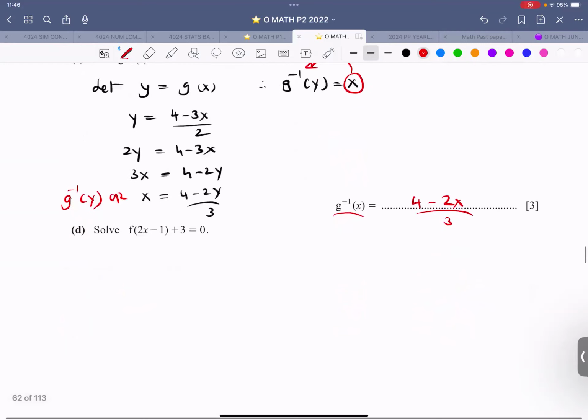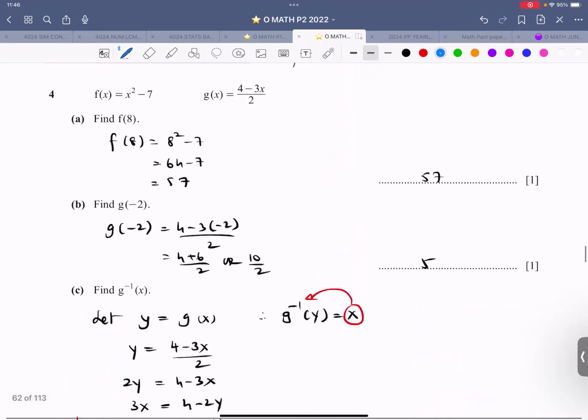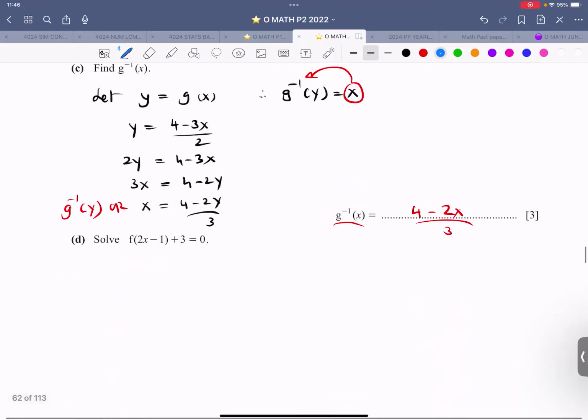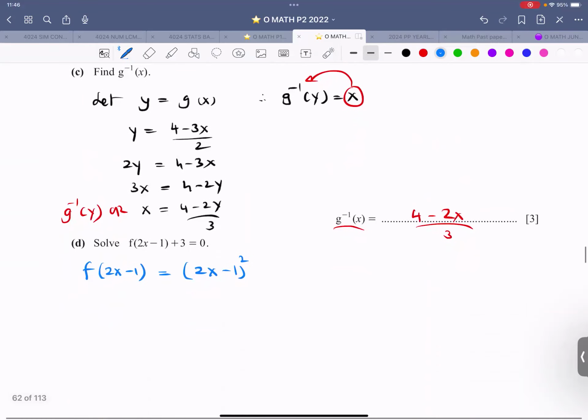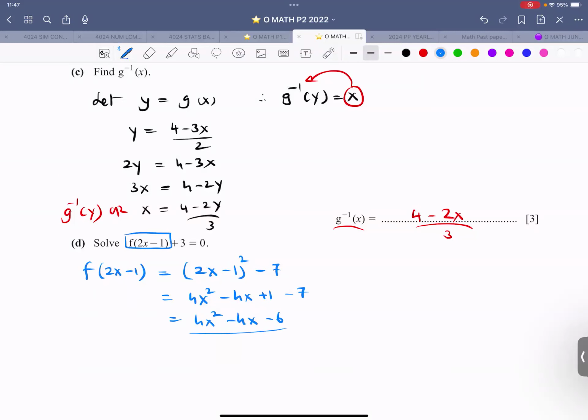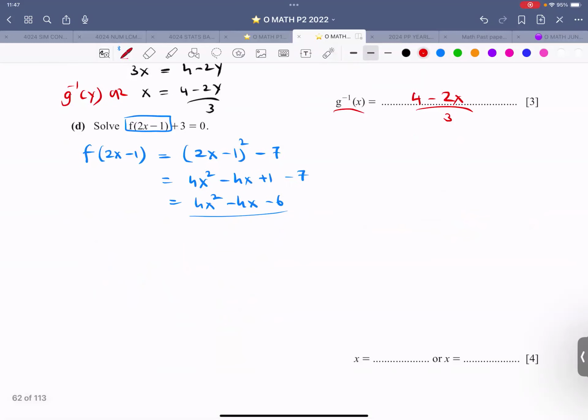Solve the equation f of 2x minus 1 plus 3. So this is f of x, x squared minus 7. So f of 2x minus 1 is basically 2x minus 1 whole squared minus 7. Let's first simplify this. So this is 4x squared minus 4x plus 1 minus 7. That is 4x squared minus 4x minus 6. That is just this much. This much is this. Now solve.